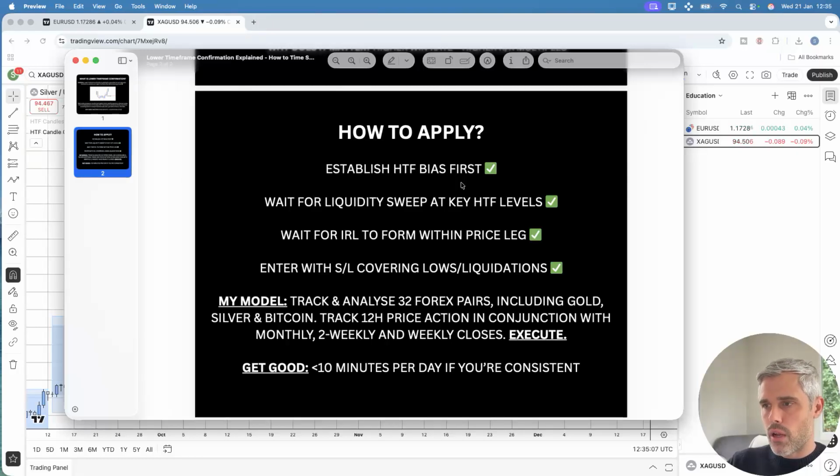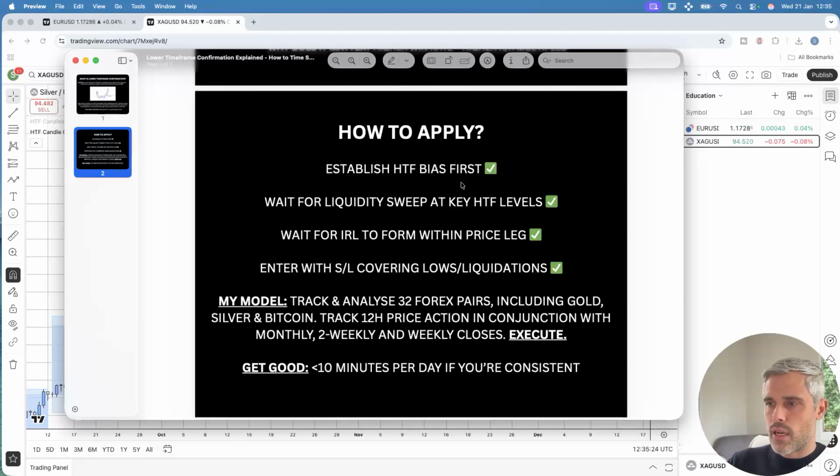Then wait for lower time frame confirmation. We need to see internal range liquidity forming within price legs in the direction of our trade. Then enter with our stop loss covering lows or liquidations. And I'm going to do a whole other video on exactly that.